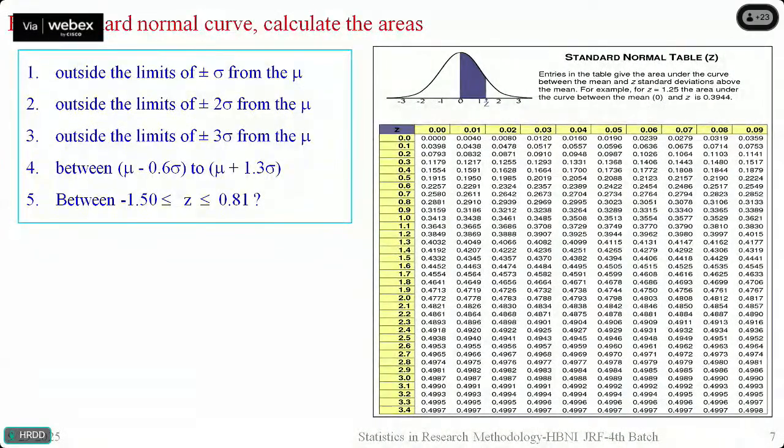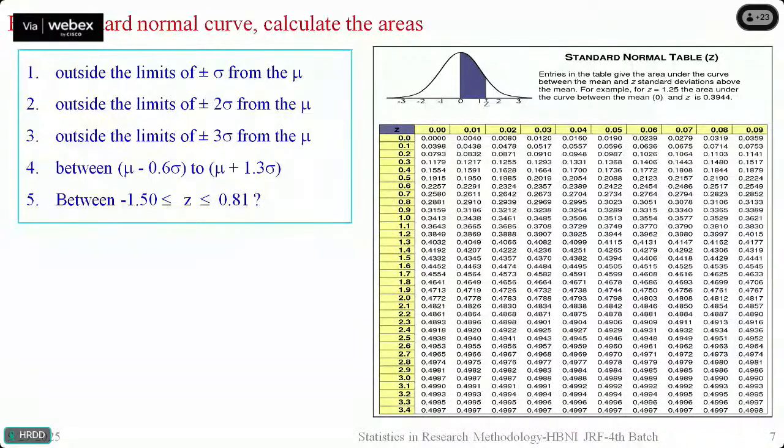Outside the limits of, first question is to find the area corresponding to the outside limits of plus or minus sigma. This curve gives us mu plus sigma. That means mu plus 1 sigma. So the Z value will be from Z equal to 0 to 1. Mu plus or minus sigma means plus or minus 1 sigma. Z value is from 0 to 1.